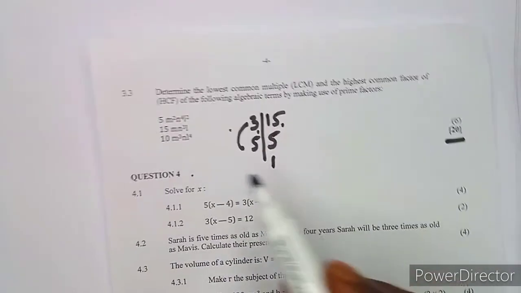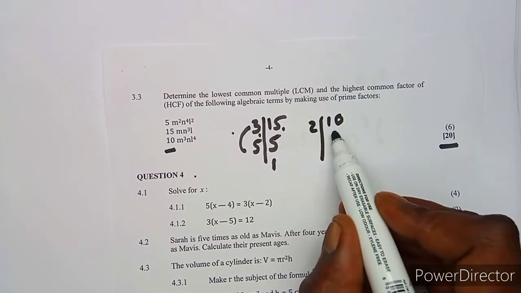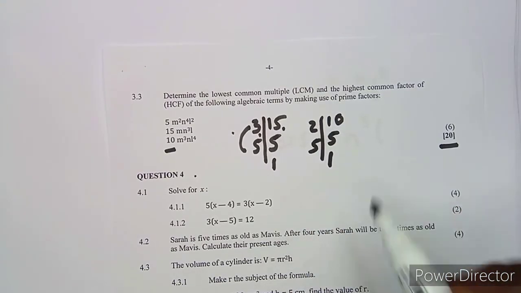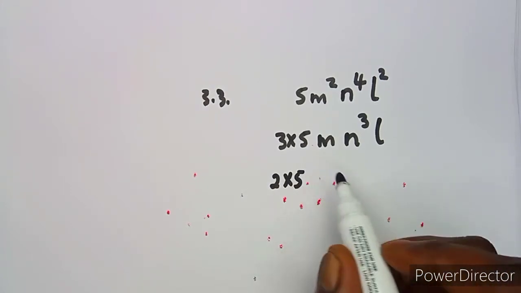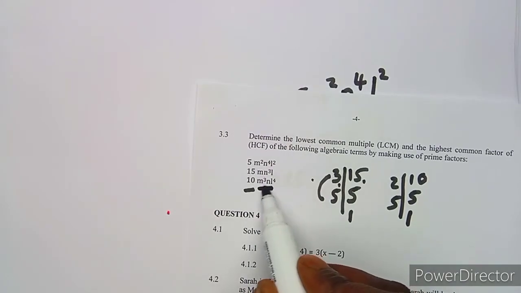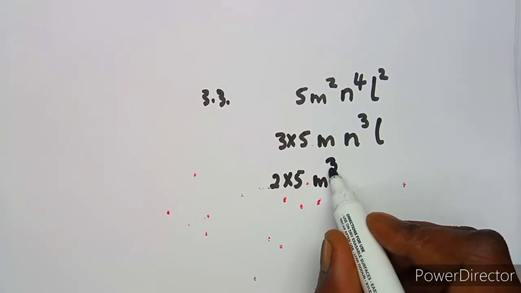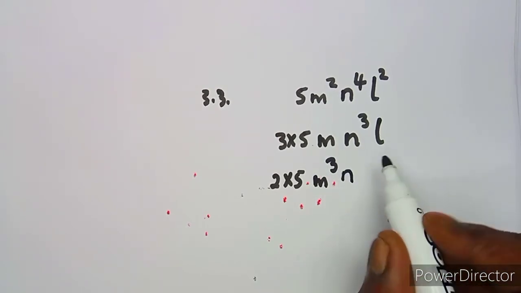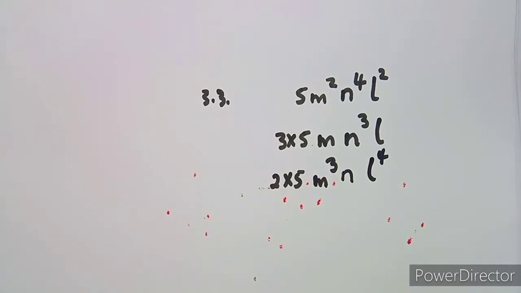All right, then what about 10? For 10, which numbers? The smallest is 2, then 5, 5 and 1. So it's 2 times 5, and everything else is going to remain as it is. So it's going to be m to the exponent of 3, n, L to the exponent of 4 like this. All right, so this is what you're going to have.